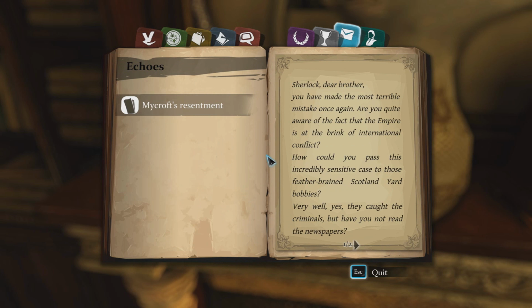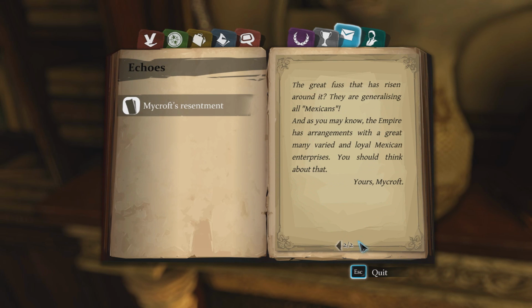Mycroft's resentment. Sherlock, dear brother, you have made the most terrible mistake once again. Are you quite aware of the fact that the Empire is at the brink of international conflict? How could you pass this incredibly sensitive case to those feather-brained Scotland Yard bobbies? Very well, yes, they caught the criminals, but have you not read the newspapers? The great fuss that has risen around it, they are generalizing all Mexicans. As you may know, the Empire has arrangements with a great many varied and loyal Mexican enterprises. You should think about that. Yours, Mycroft. I will think about it right now.